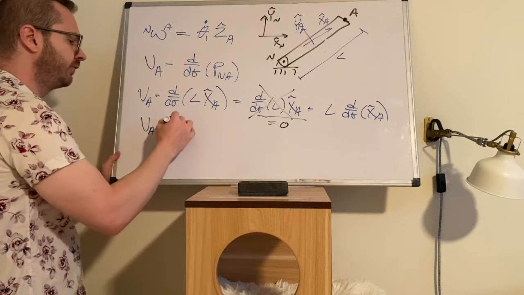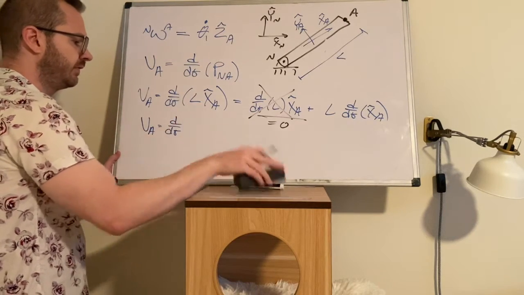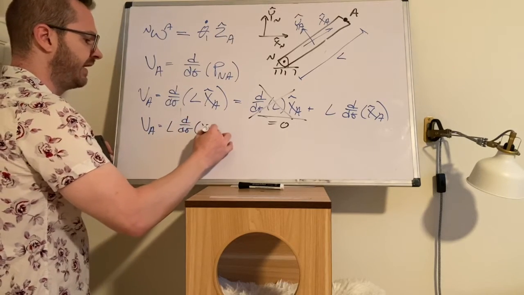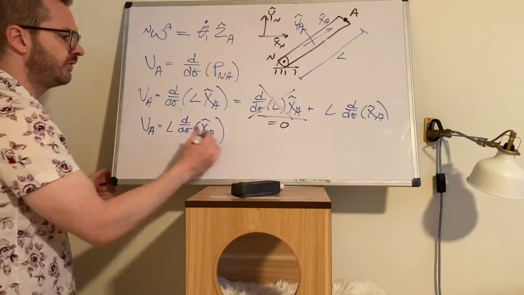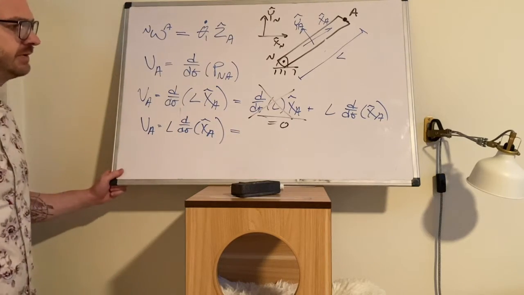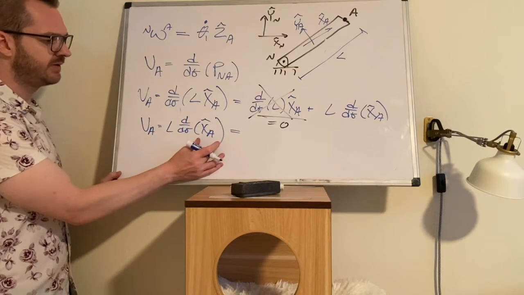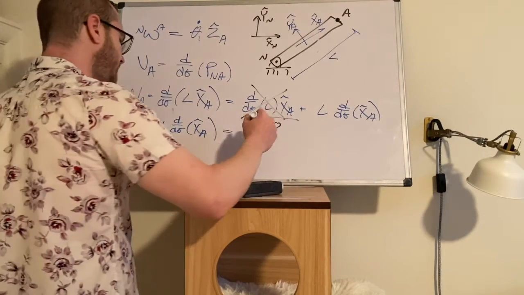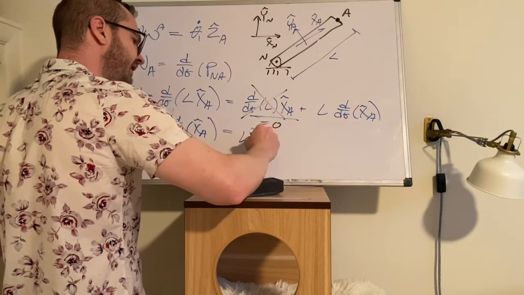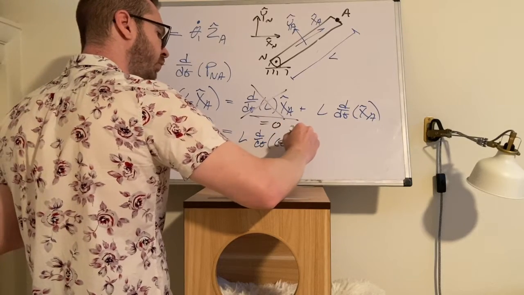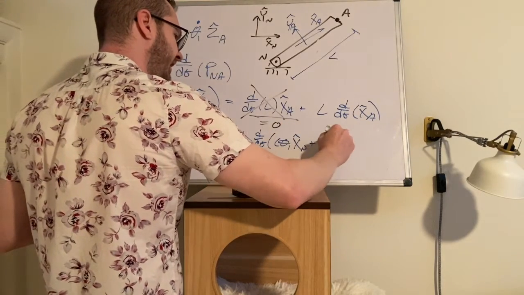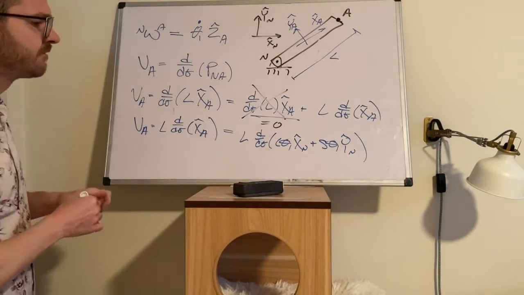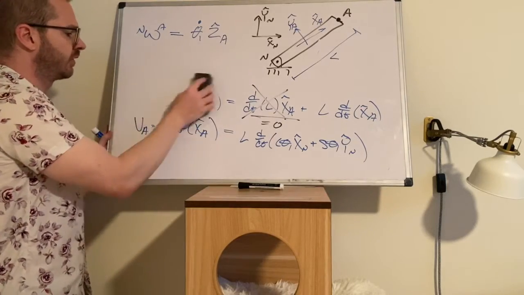So VA is equal to d/dt of L d/dt of x hat a. What I'm going to do is go back to our definition of rotation, take out what we said x hat a was, and put it in. So this is L times d/dt of cosine theta 1 x hat n plus sine theta 1 y hat n. I'm going to erase the stuff on top so we have somewhere to work.